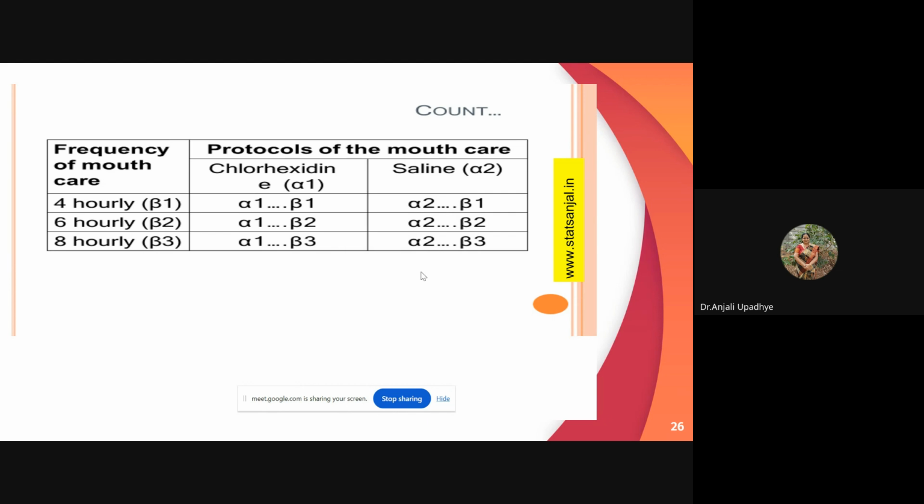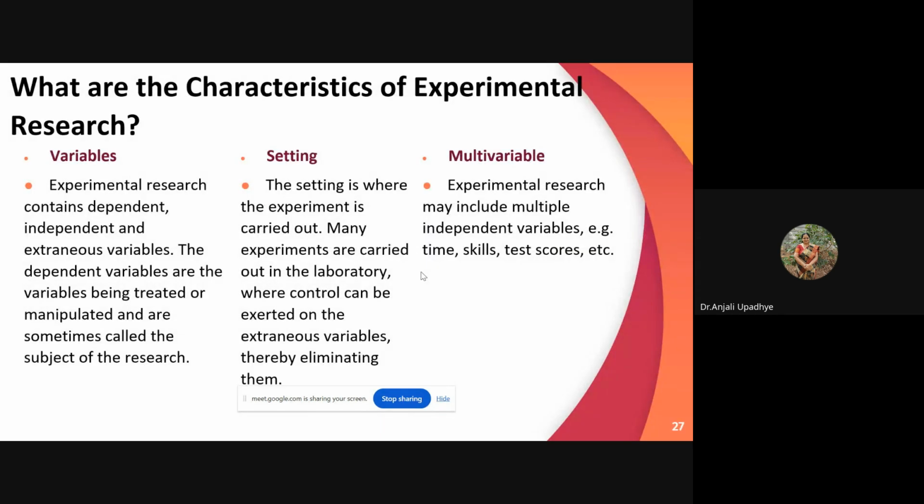Now, we need to find out which combination is more effective. Such a design is called a factorial study design. So, what are the characteristics of experimental research? Experimental research contains dependent, independent, and extraneous variables.